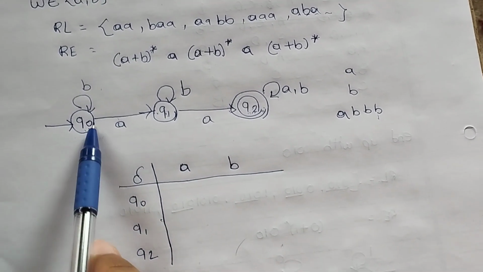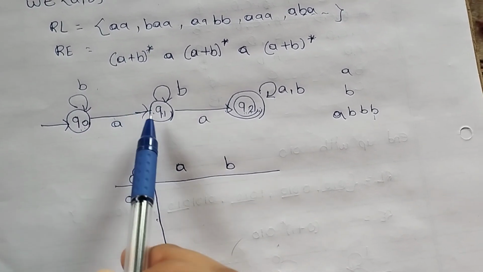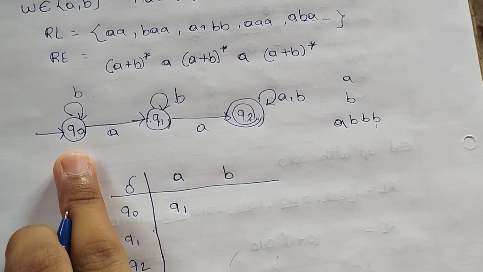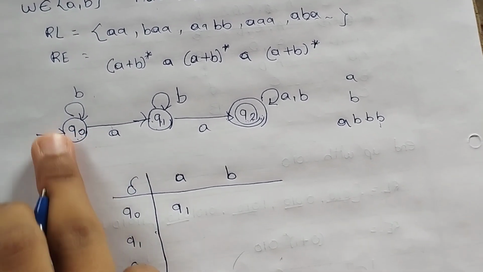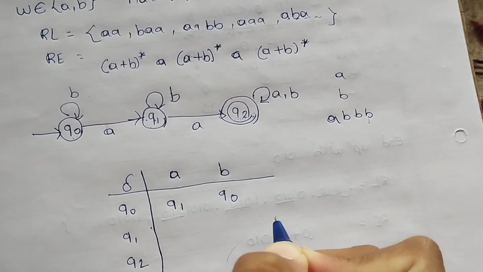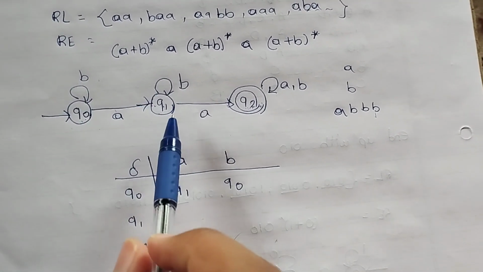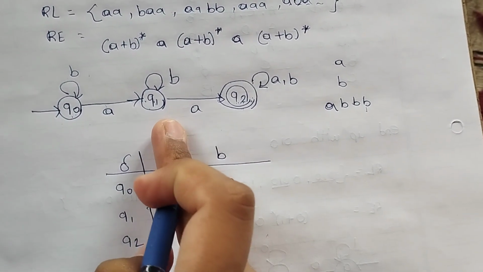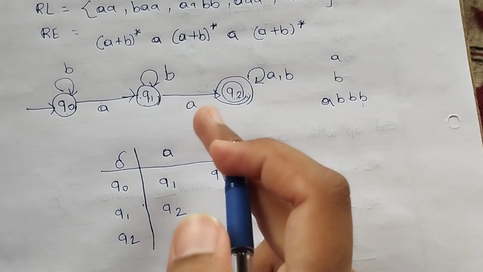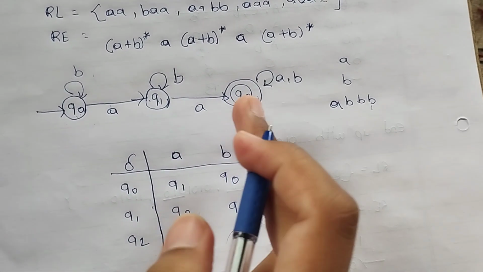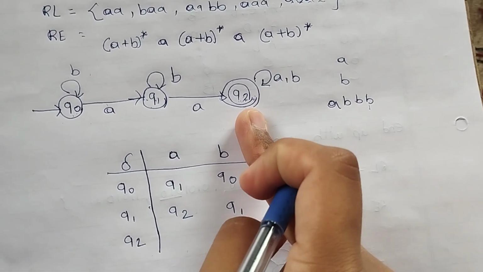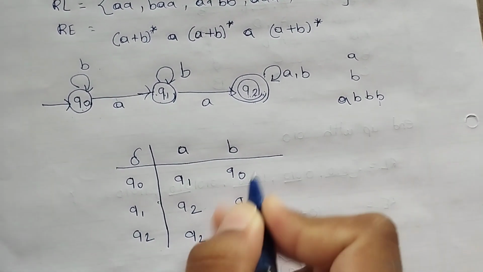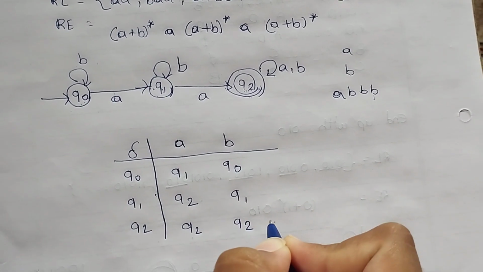Now from Q0, where does A transfer? A transfers to Q1, so write Q1 here. Where does B transfer? Q0 transfers B to itself, so write Q0. Then for Q1, A is transferred to Q2, so write Q2 here. And B is transferred to Q1, so write Q1. Now we visit Q2. Again A is transferred to Q2 itself and B is also transferred to Q2 itself.